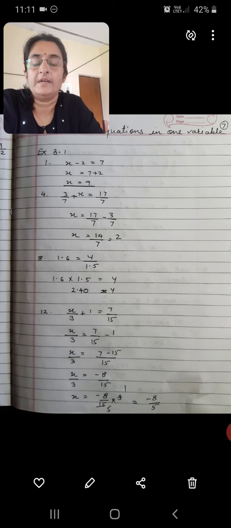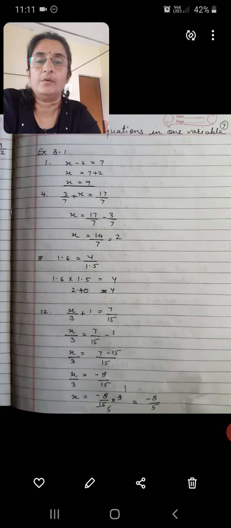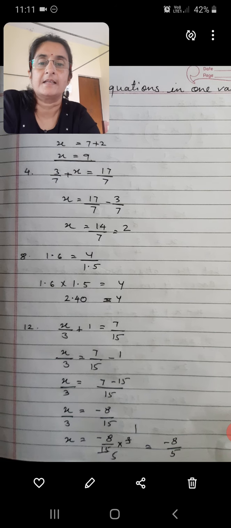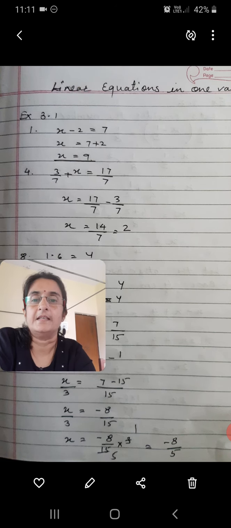Now here we are going to use a linear equation. The linear equation is one where the highest power of the variable is 1, and we are going to solve only equations with one variable. So this is our lesson, linear equation in one variable. Now we'll go for the first exercise, that is very easy.